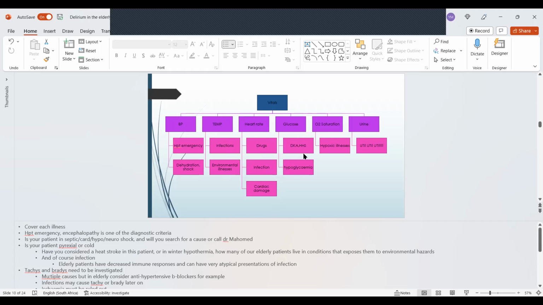We need to look at the glucose. Is this patient now in diabetic ketoacidosis or hyperosmolar, what is it? HHS, sorry, and then hypoglycemia could also cause it. So O2 saturation, our SATs, is it a hypoxic illness, and then our urine. Now, why I mentioned this UTI is because in my practice now over the last 20 years, I would put it at about 70% of the time. Elderly patients who present with what looks like an acute psychosis, 70% of the time I found that they've got a UTI.